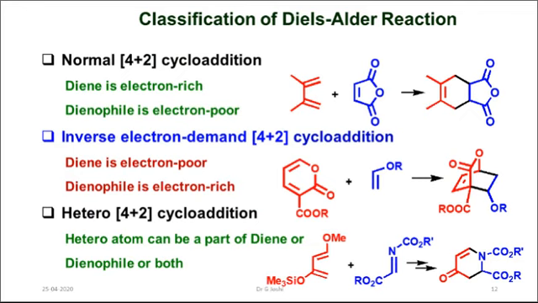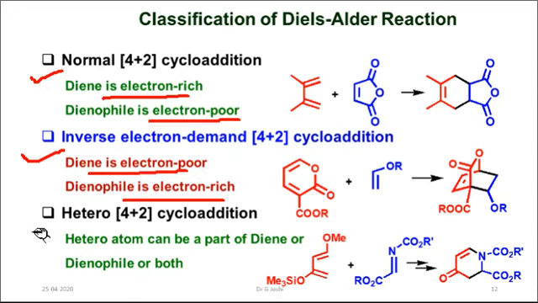Types of cycloaddition: we can have three types of cycloaddition. This is normal 4+2 addition, in which the diene should be electron rich and the dienophile electron poor. The second class of 4+2 addition is inverse electron demand. That means the situation will be reversed in comparison to normal. The diene will be electron poor and the dienophile electron rich.